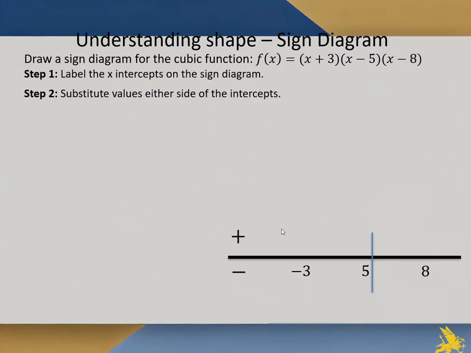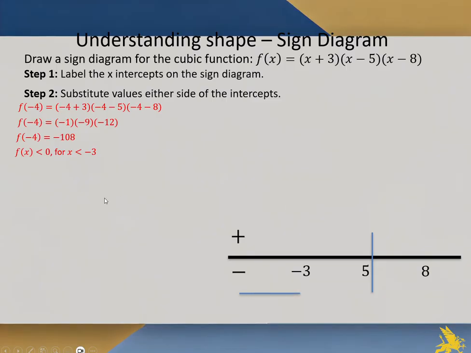Because we've got an intercept here at -3, we are just going to pick a number to the left. So I'll pick -4. I substitute -4 in and I get -1 times -9 times -12. That gives me a negative. Because it's a negative, what that tells me is it's going to start down here. So f(x), or y, is less than 0 when x is less than -3. So we're starting over here.